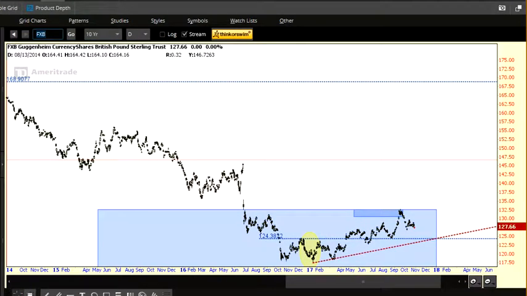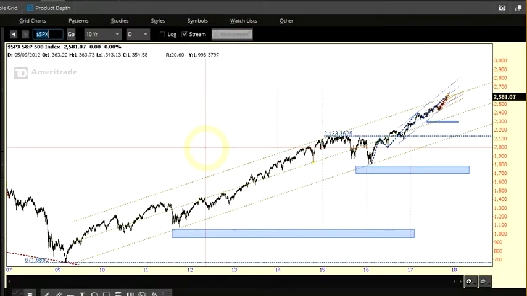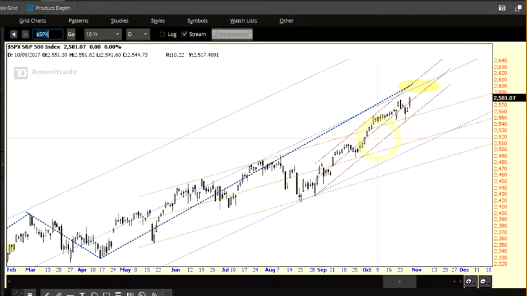Okay, let's go back to the S&P 500. I would be really careful when we get up here around this 2600 area. It's only 20 points higher from where we are right now. This looks like a lot, but it's not, because I'm so zoomed in. This is August 1st right here, so this is only about a month and a half worth of time.